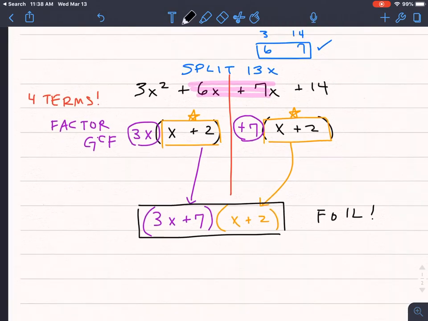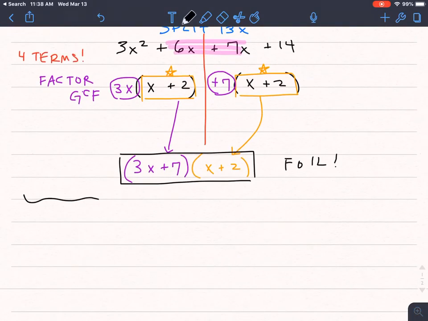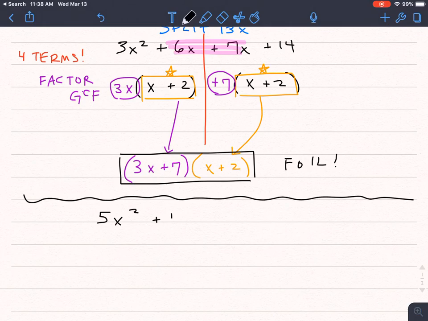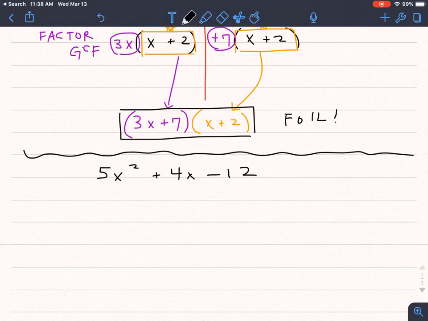All right, now we can try this out with maybe a negative sign as well, and see if we can adjust our approach with the negative. So let's say we have an example of 5x squared plus 4x minus 12. We'll do the same thing. This is called your a times c method. For our a times c method, we're going to multiply a times c. In this case, when I multiply a times c, I get a value of negative 60. So I'm looking for two numbers that multiply to negative 60 and add up to a b value of, in this case, 4.